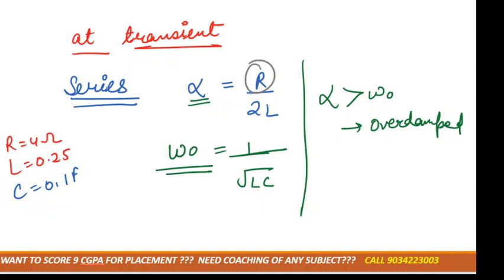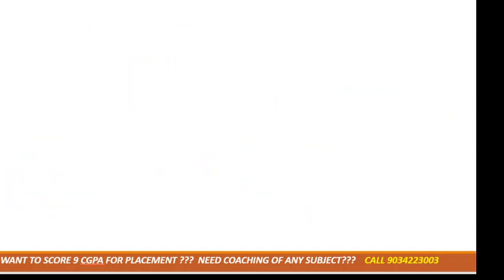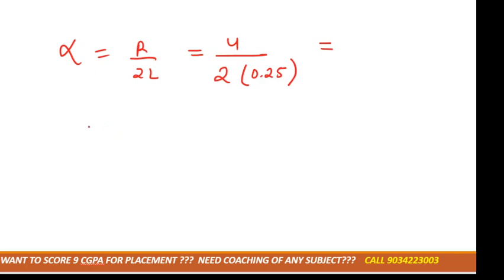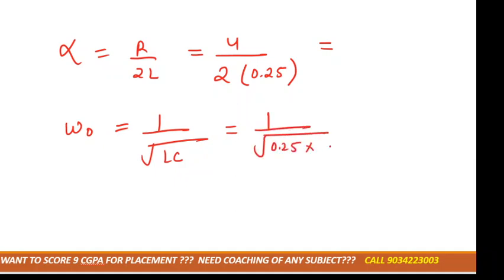This was the circuit. If I put down the values here, then we need to calculate alpha, which is equal to R by 2L. R is 4, L is 0.25, right? And similarly we'll calculate omega naught. Omega naught is 1 by root LC, 1 by root of L is 0.25 multiplied by C is 0.1. If we solve it, we'll get alpha as 8 radian per second, and for omega naught we'll get 6.325 radian per second.